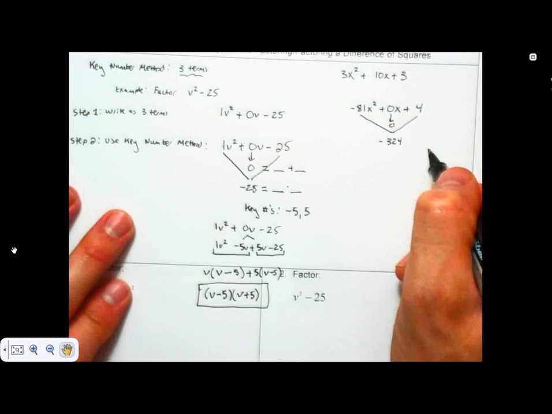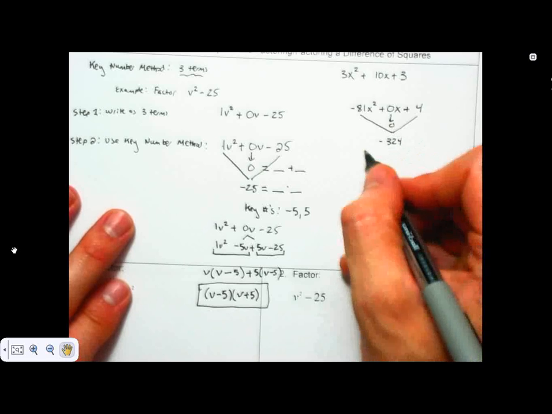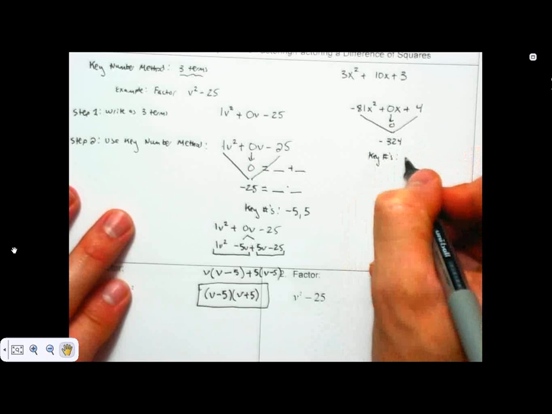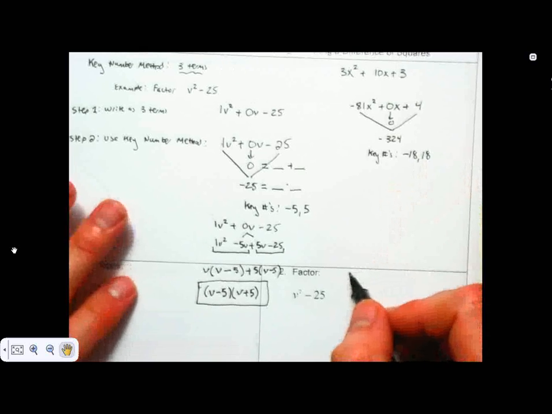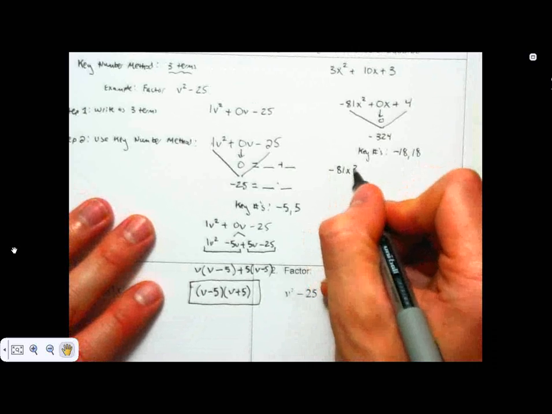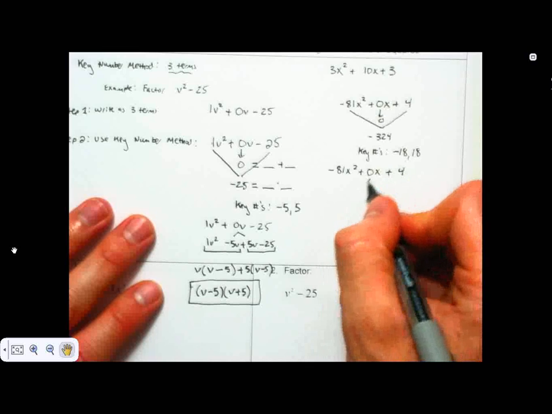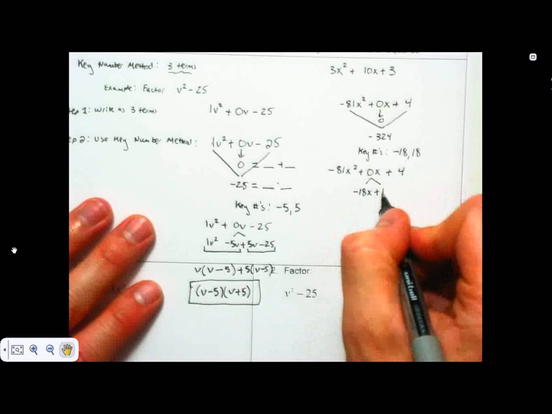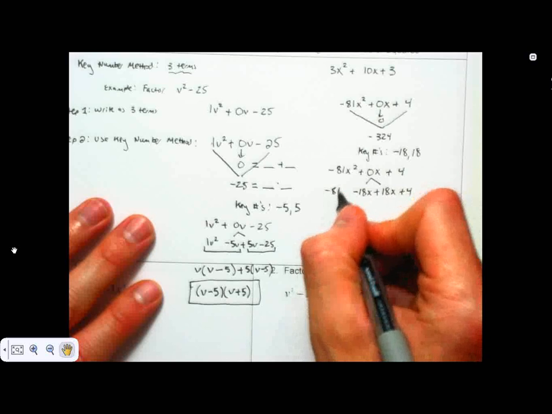So I have to think of two numbers that multiply together to give me negative 324. And I think what you'd find is negative 18 and positive 18 would do the trick. So what we're left with then is negative 81x squared plus 0x plus 4. And I just found out how to break up the middle term. I'm going to break it up into negative 18x plus 18x. And then I've got negative 81x squared.